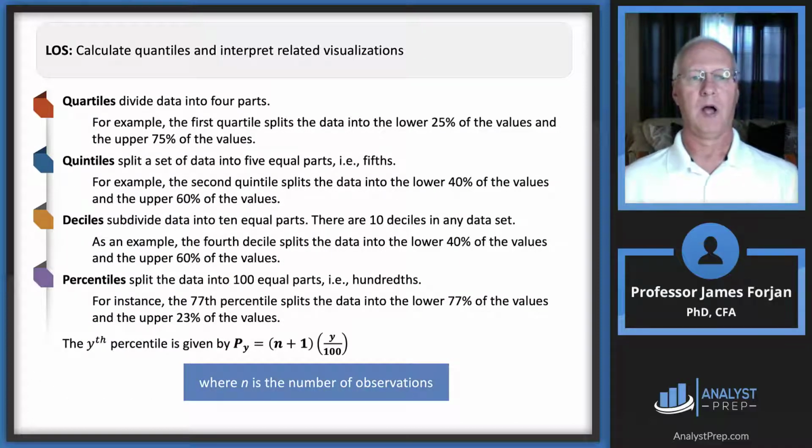How about quantiles and interpret related visualizations? We can divide things into 4. That's a quartile. We can divide things into 5. We can divide things into 10. I mean, we could divide things into almost anything, right? But I'm guessing that we picked those numbers because they divide equally into 100, and that gets us down to percentiles. Split the data into 100 equal parts.